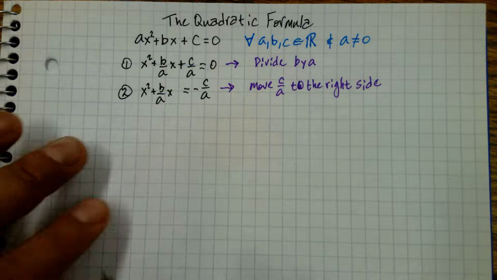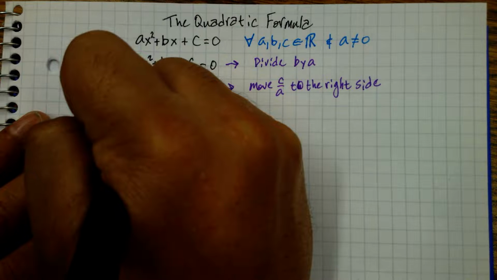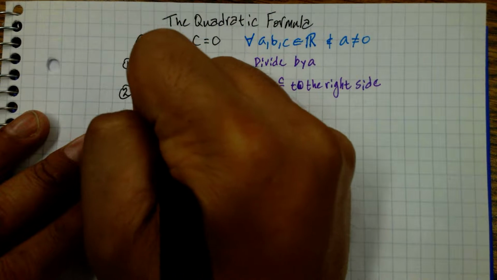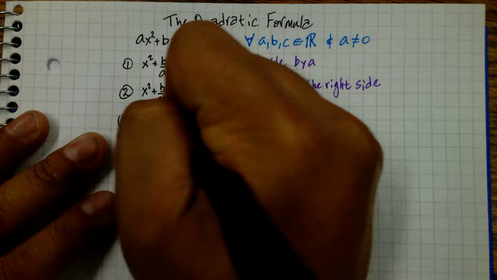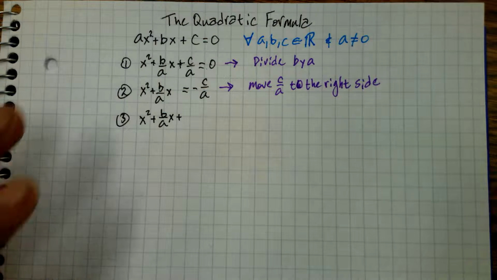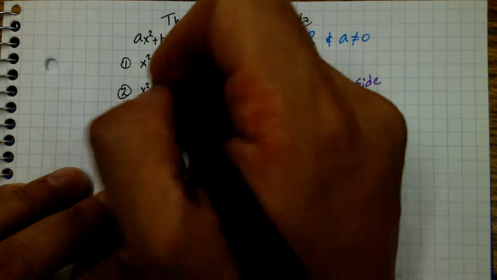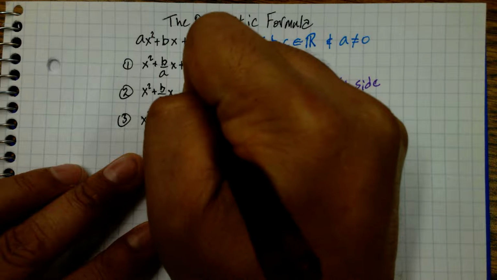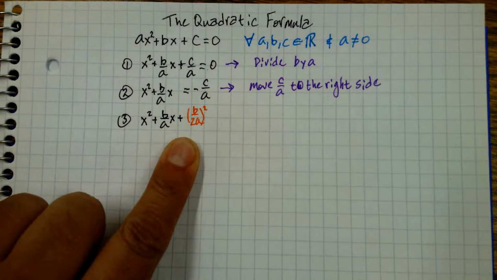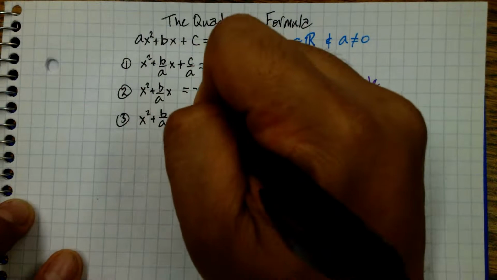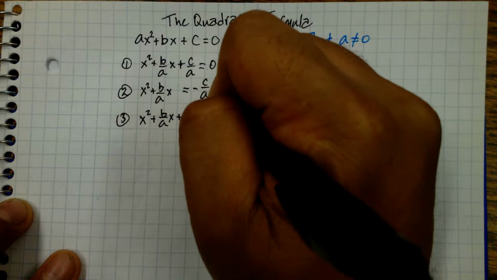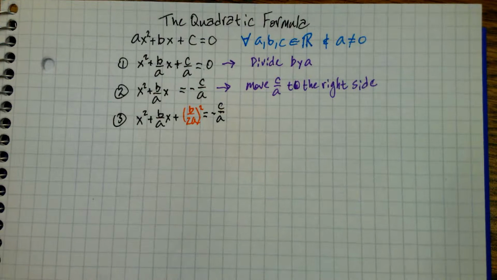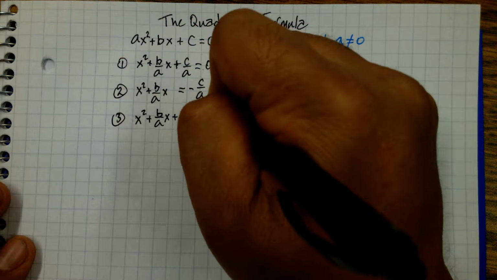So this is going to look like this. We are going to do step 3. It's going to be x squared plus b over a x plus, I'm going to write this one in red so we can tell this is the new step. It's going to look like this. b over 2a squared. We're adding this to the left side, which means we also have to add this to the right side, equals negative c over a, which we had before, also plus b over 2a squared.